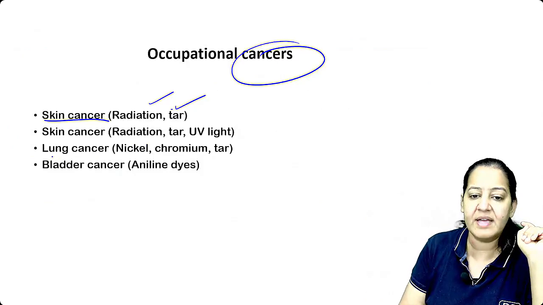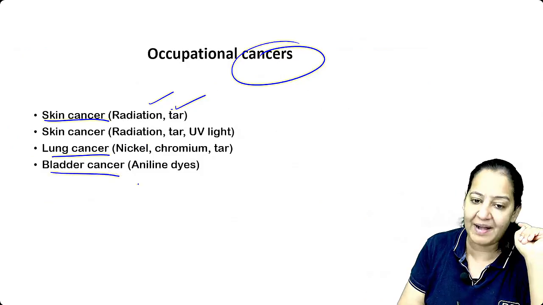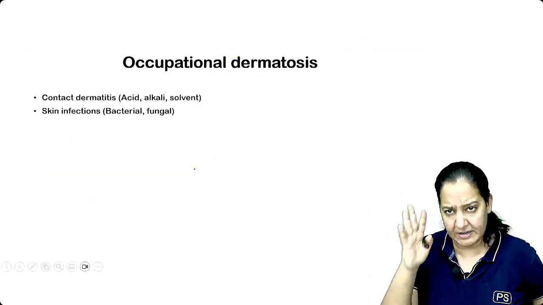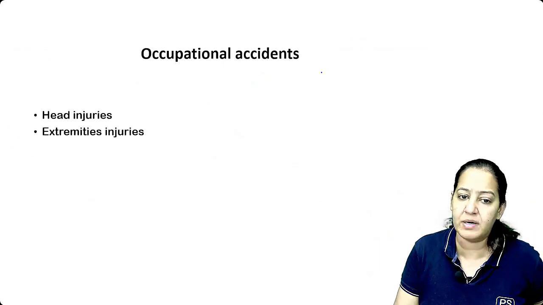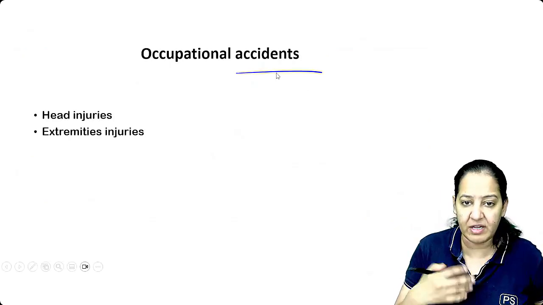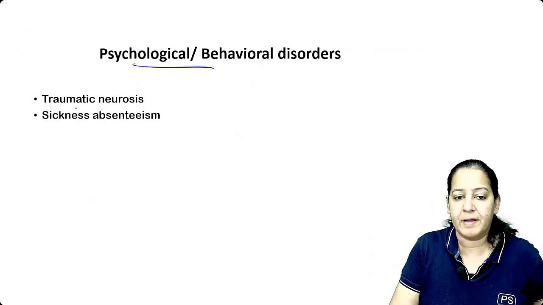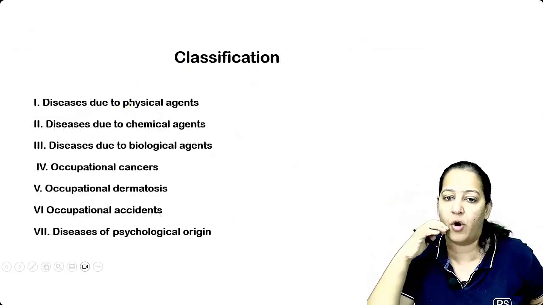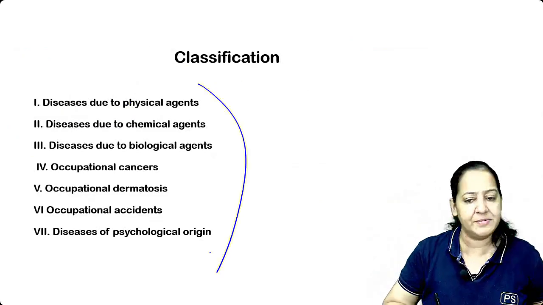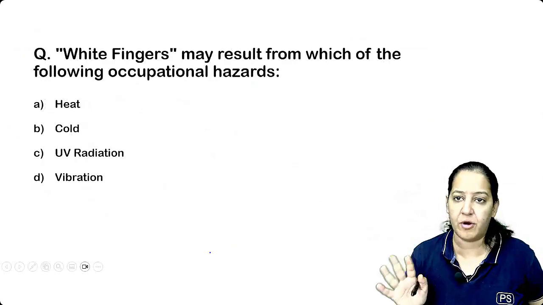That can have skin cancer, lung cancer, bladder cancer. The one who is working in aniline dye. In the end, I will give you the list. Occupational dermatitis is also common. Occupational accidents can be there. Someone can fall. Head injuries are very common in the workers, and they fall over the stairs. And psychological, I told you, the traumatic neurosis can be there. So these are the various types of occupational hazards. Not much question could come from that, but you should know.